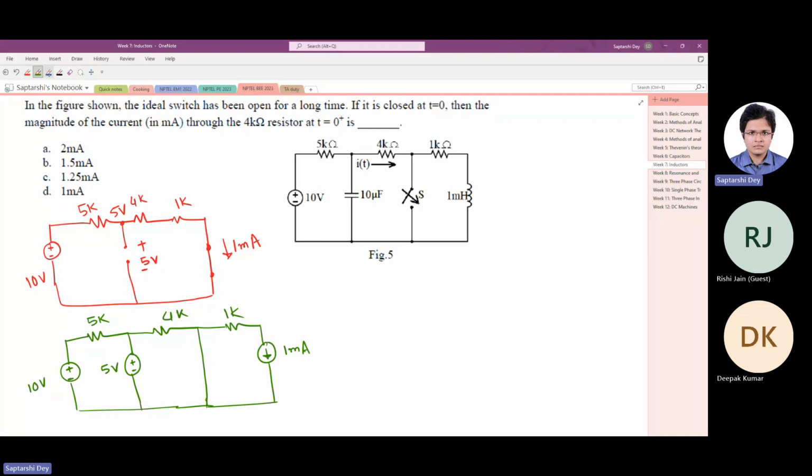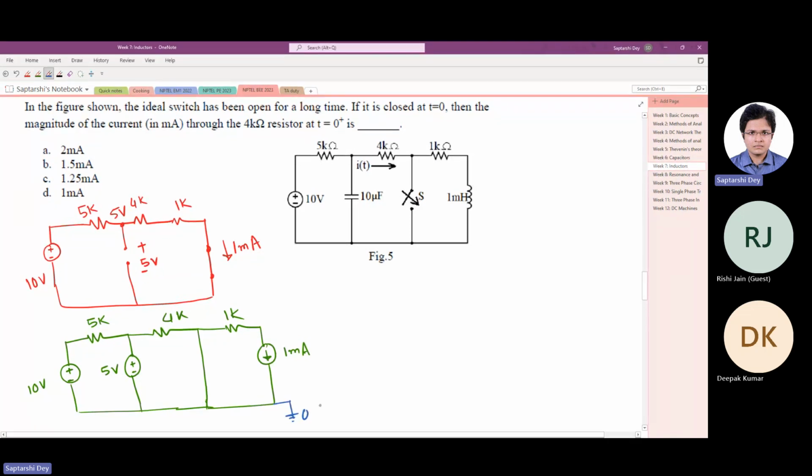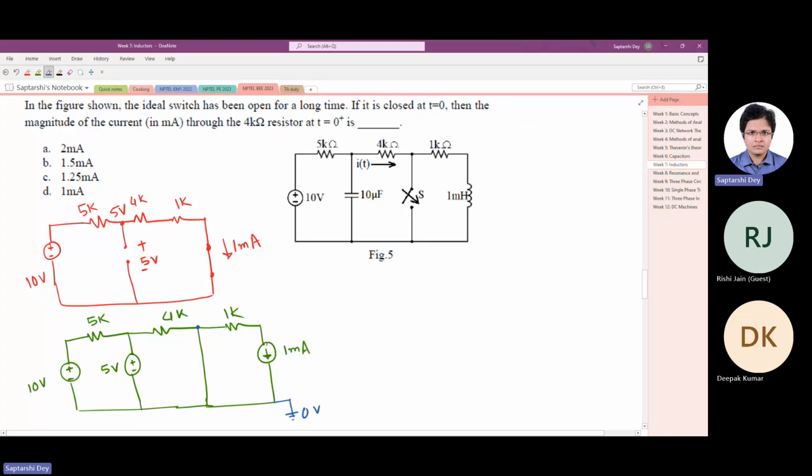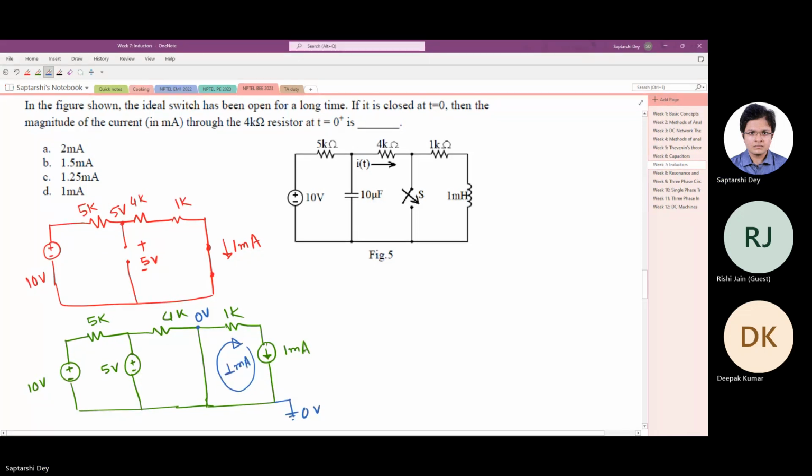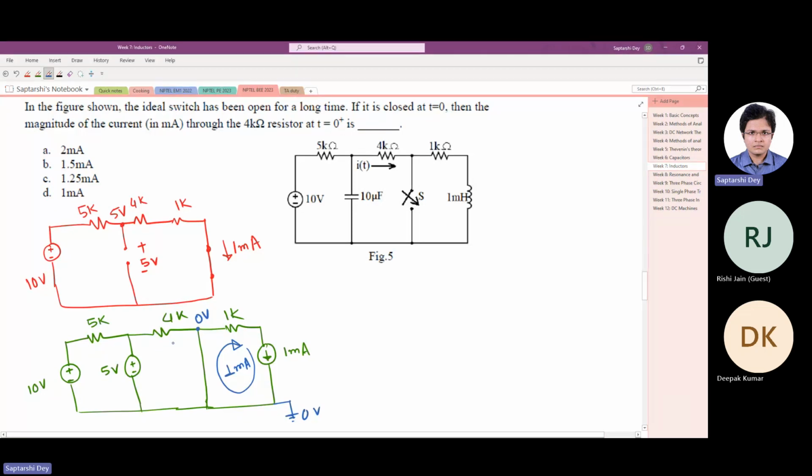Now, like as always, we will take this one as 0 volt. Now, if this is 0 volt, since the switch is closed now, this is also 0 volt, and the 1 milliampere current simply completes its path in this loop. It doesn't go to the other side of the circuit. Now we are asked to find out what magnitude of current through this. So this current we have to find out.